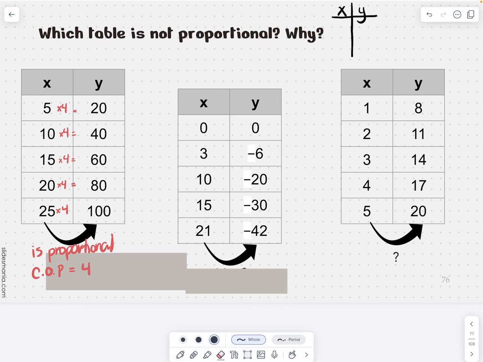It's that multiplier. The other way, if you're not so strong with the times tables, you could take your y values and divide by x. And you're still going to get that constant of proportionality, which is 4. What about the second one?